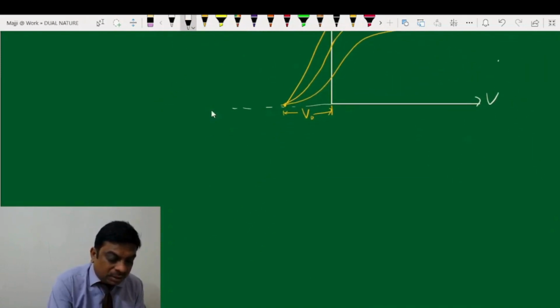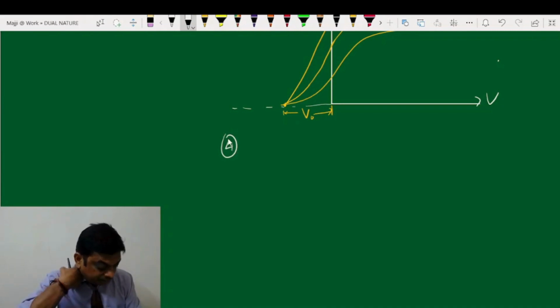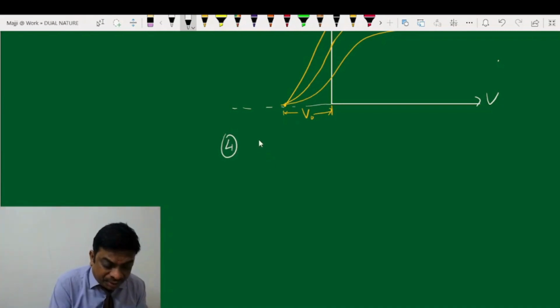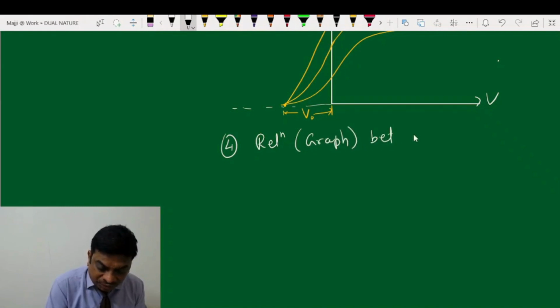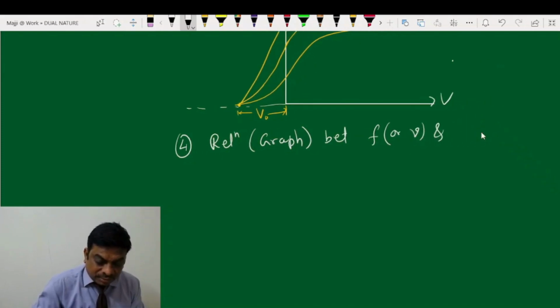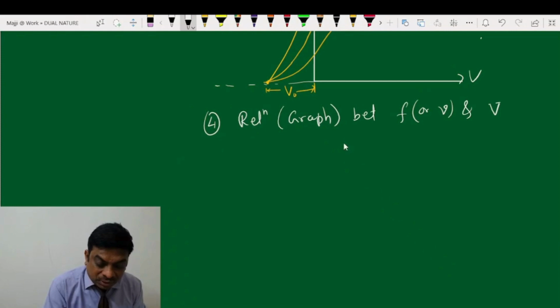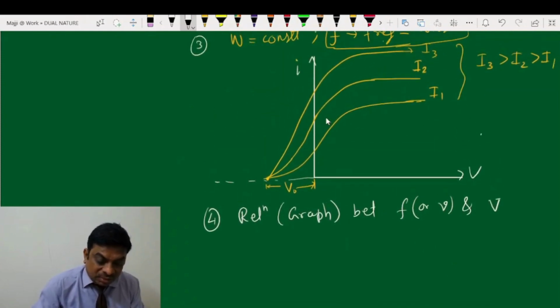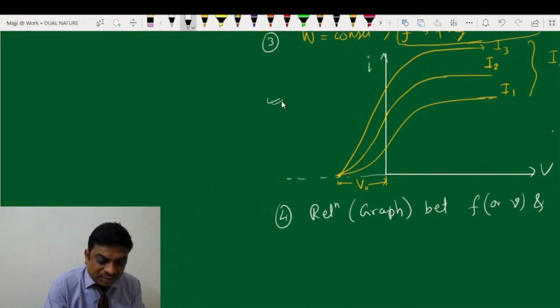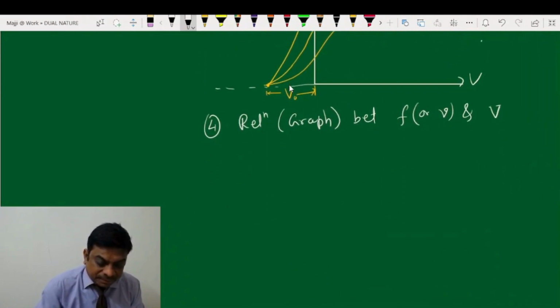Okay, students. Then we'll take up the next dependency, that is the relation, in the form of a graph, between frequency and voltage. Of course, we are plotting the same graph here, students, but this time we are changing the frequency and we have kept the intensity the same. Same kind of graph we have.